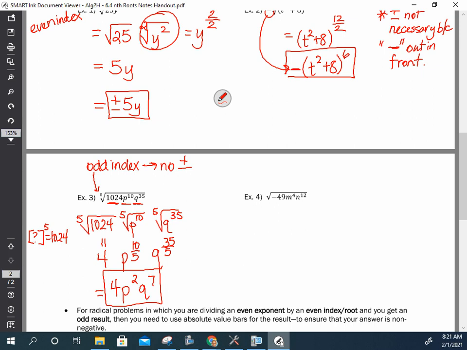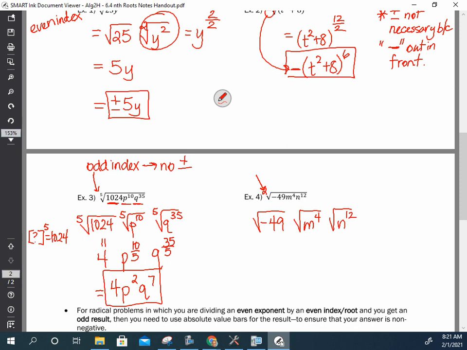All right, example 4. Example 4, the square root of negative 49 m to the 4th and n to the 12th. Again, if there's no number sitting there, it is understood to be a 2. So this would be the square root of negative 49, the square root of m to the 4th, and the square root of n to the 12th.